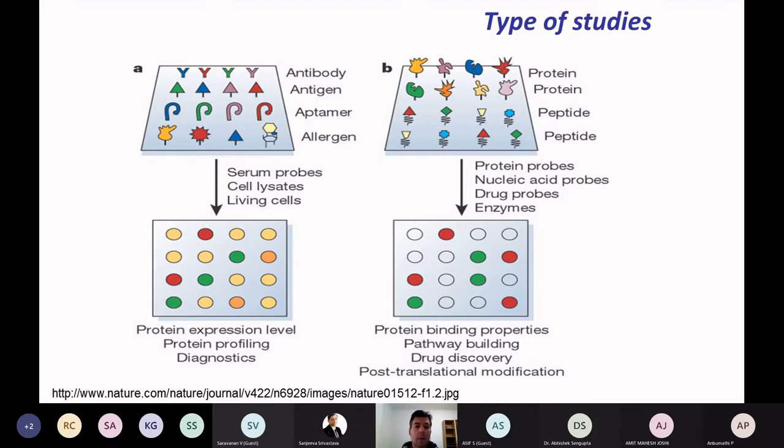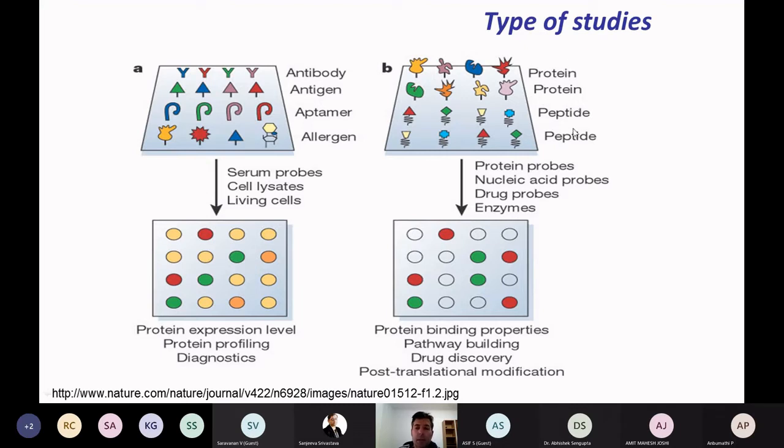Types of study that we can do with antibody, protein, and phage microarrays will depend on what kind of molecule we print in the array. If we print antibodies, antigens, aptamers, or allergens, and incubate the array with serum samples, cell lysate, or living cells, we can collect results related to protein expression levels, protein profiling, or diagnostics. For example, if we print allergens and incubate with a serum from an allergic patient, we can determine exactly which allergens are inducing the allergy response in the patient.